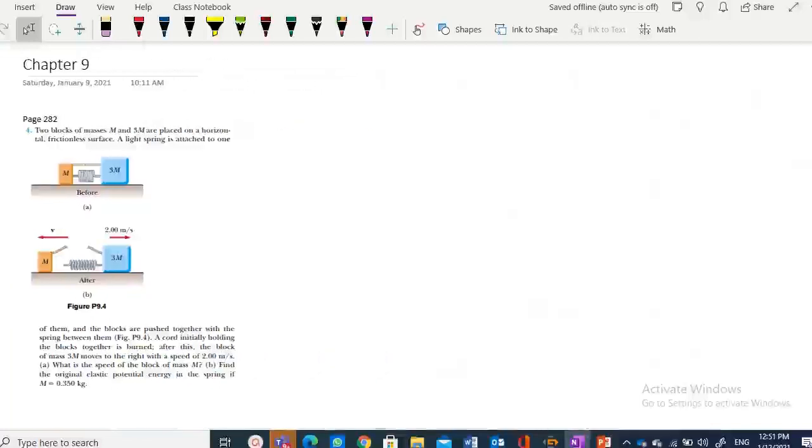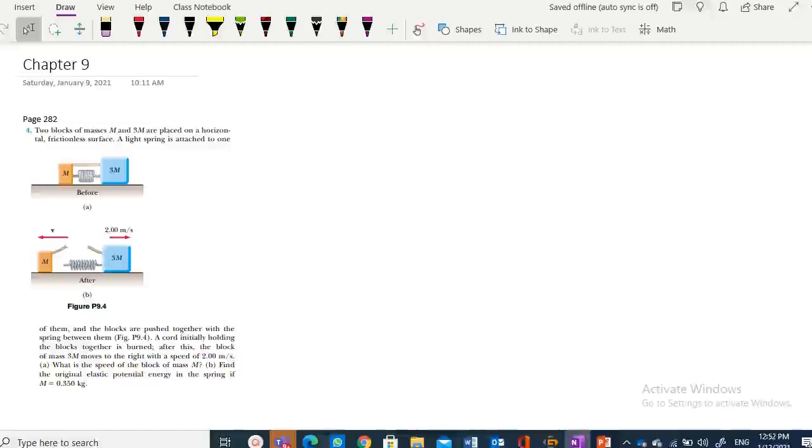Okay, let me start with page 282, problem 4. This problem says two blocks of masses m and 3m are placed on a horizontal frictionless surface.